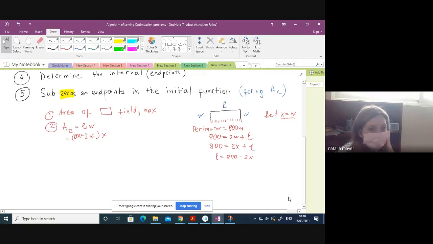Do you see that area consists of 2 dimensions? Both of them have to be non-negative, right? So this is the idea which is going to be used in order to find the interval. So dimensions have to be non-negative.